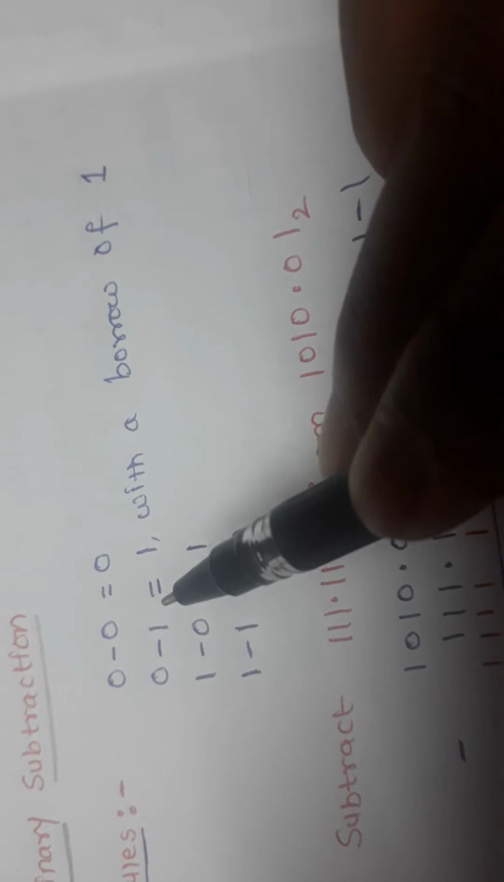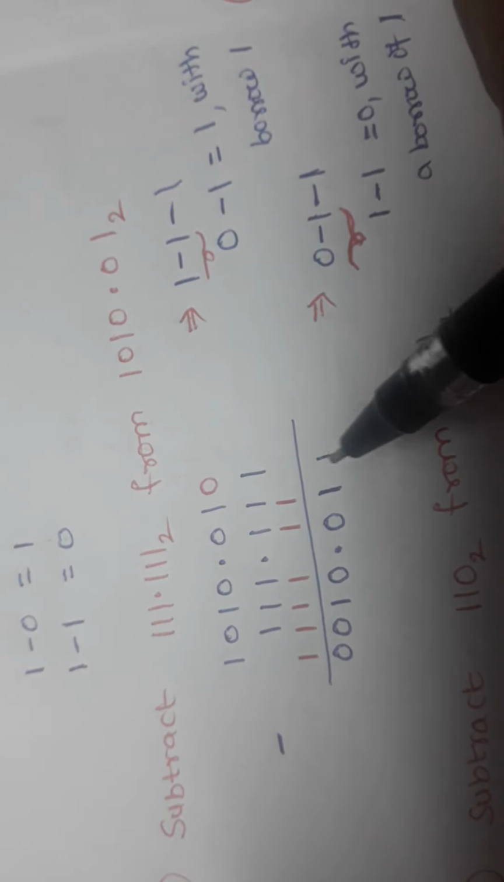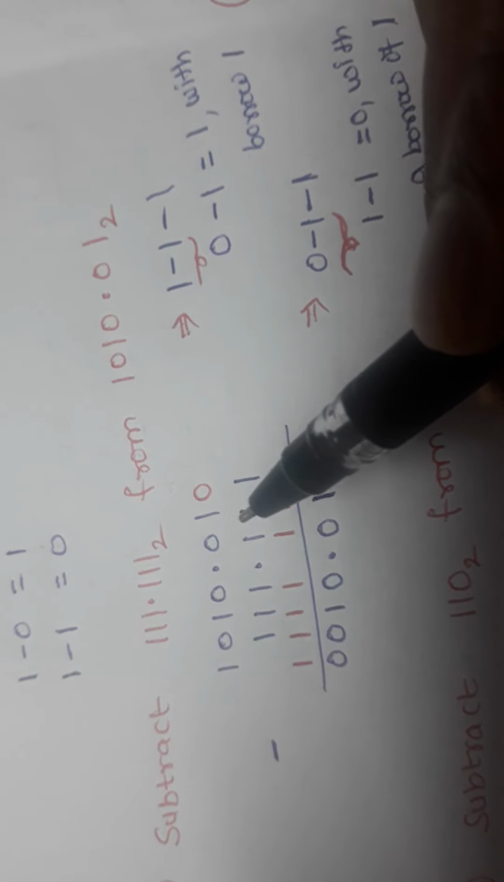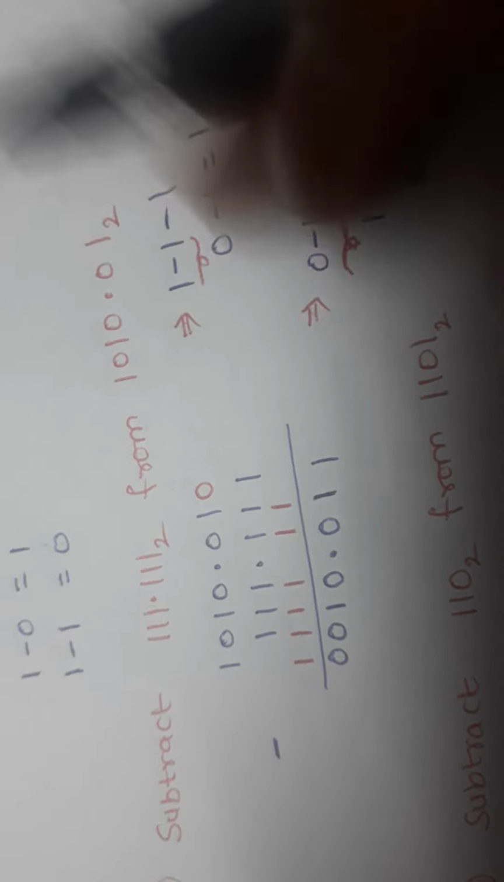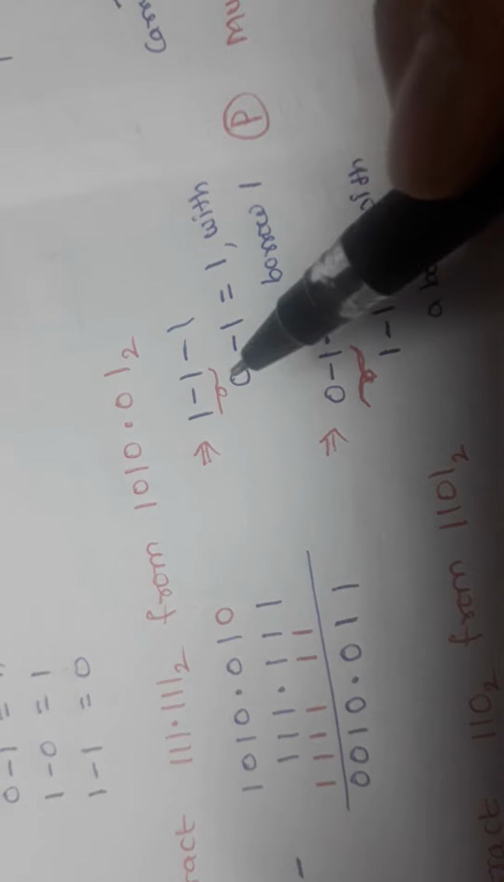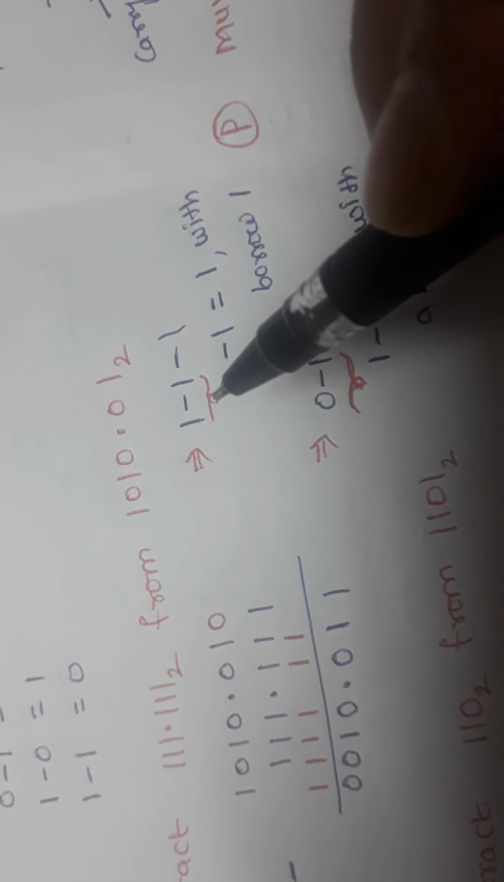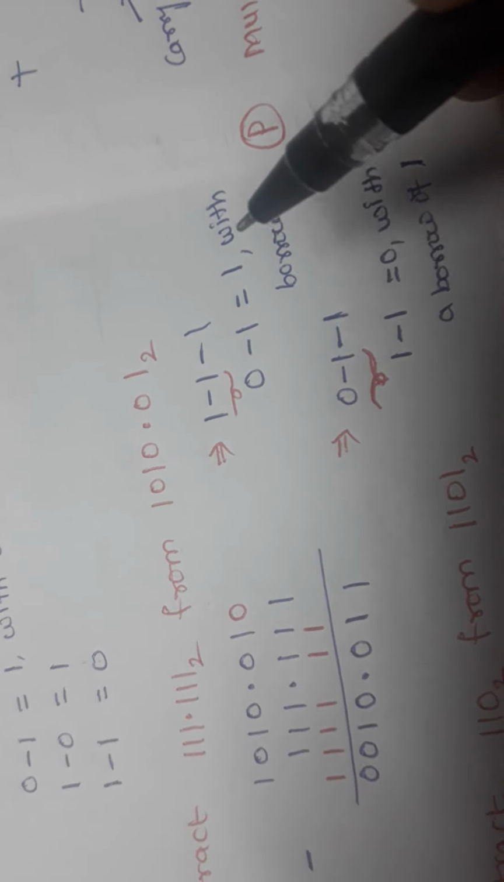0 minus 1 is not possible, therefore you have to take a borrow here, then it becomes 2, and 2 minus 1 is equal to 1 with a borrow of 1. In this manner, 0 minus 1, difference 1, borrow 1. Then 1 minus 1 is 0, then 0 minus 1, once again difference 1, borrow 1. Then 1 minus 1 minus 1: 1 minus 1 is 0, then 0 minus 1 is once again not possible, therefore we have to take a borrow here, then it becomes 2 minus 1, which is equal to 1 with a borrow of 1.